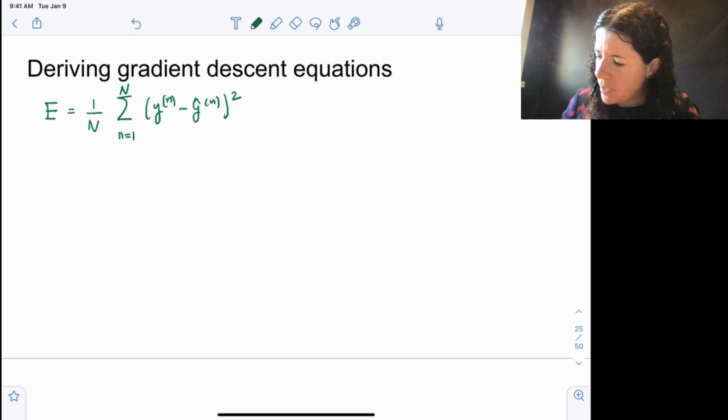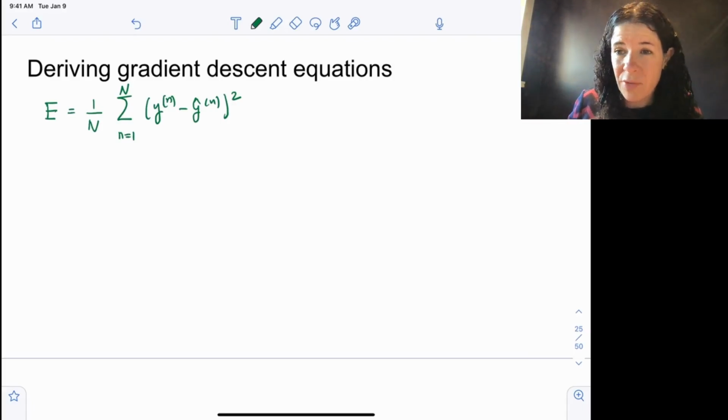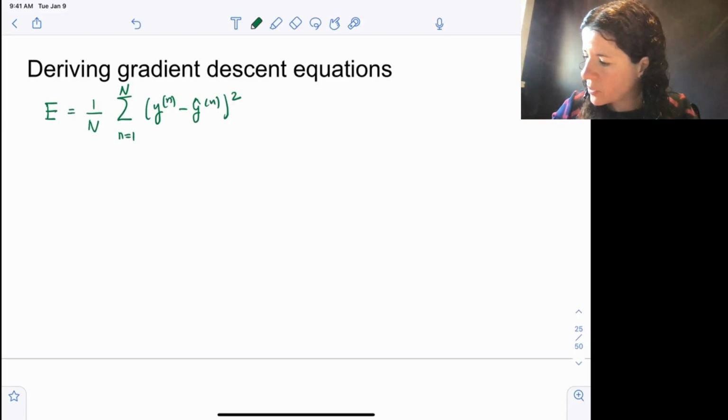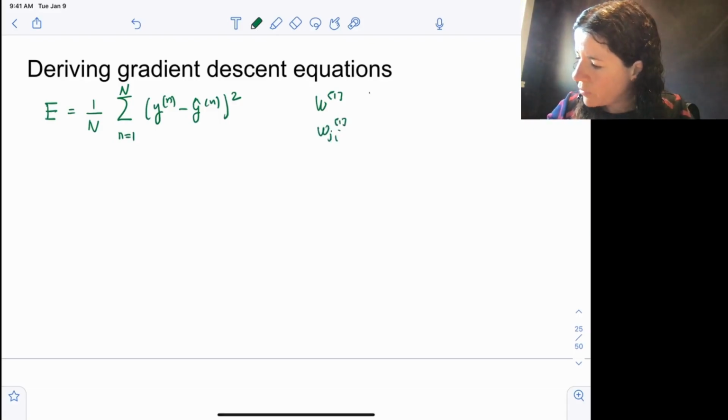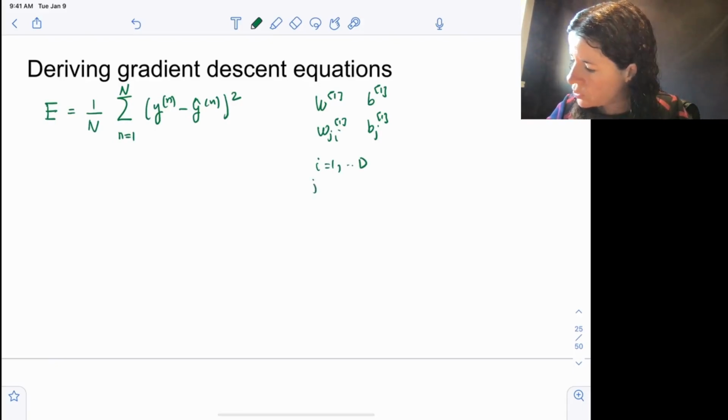So basically, when we are taking derivatives, we're going to have to take the derivative of all of these types of weights that we have. So we have this matrix W1, which has weights w_ji^1, right? And then we have b1, which has weights b_j^1, right? And this is i from 1 to d, if we have a d-dimensional vector, and j from 1 to m.